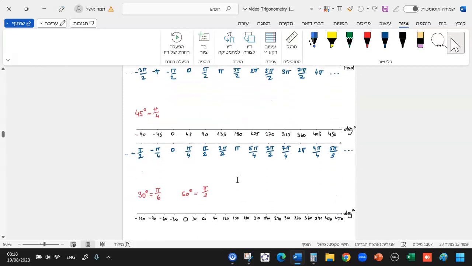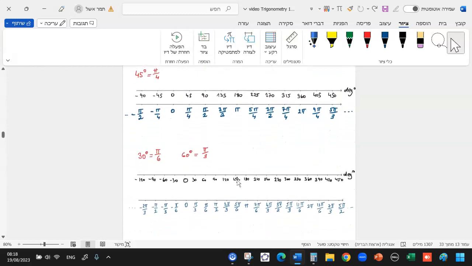Let's look at another example. If we want to convert, for example, 5 pi over 4 in radians into degrees, we write 5 pi over 4 as 5 times pi over 4. Now pi over 4 is 45 degrees, and we have 5 times 45 degrees. This is 225 degrees.